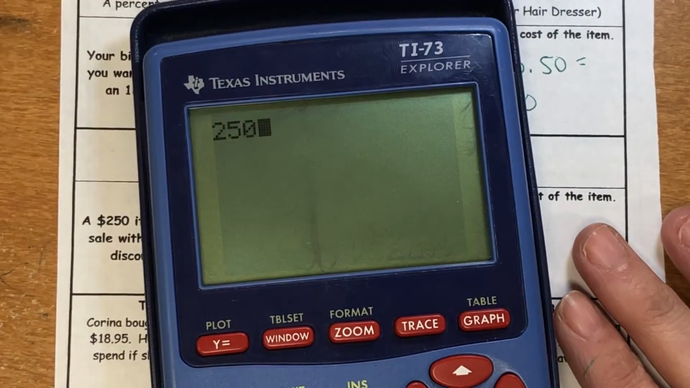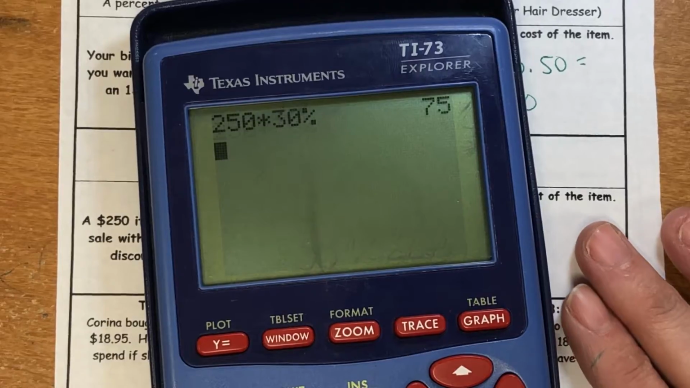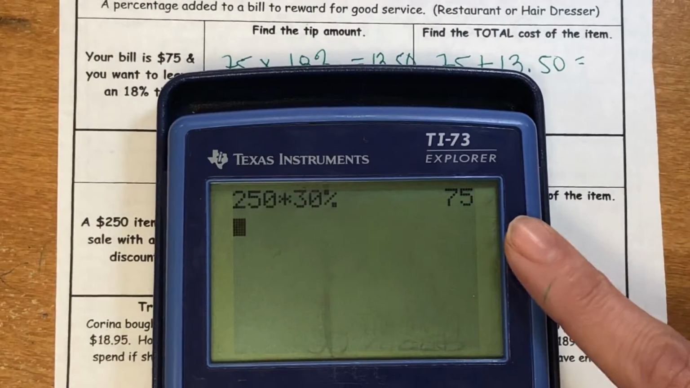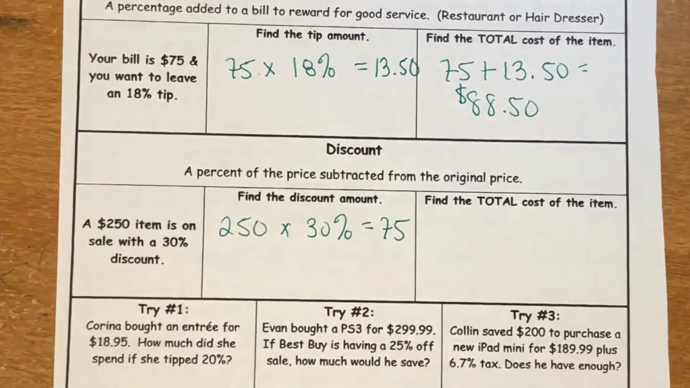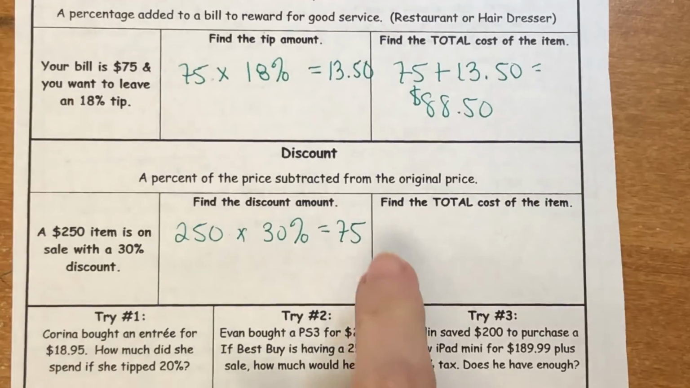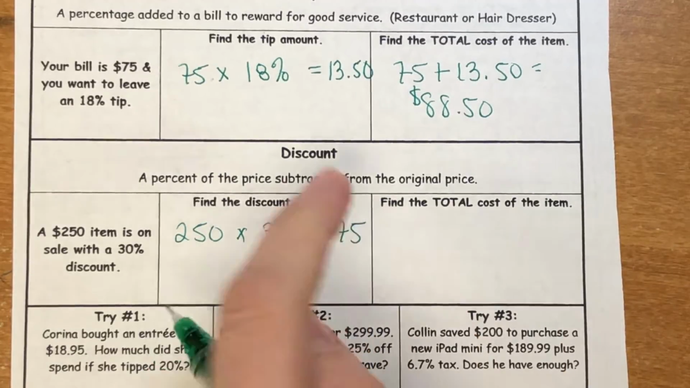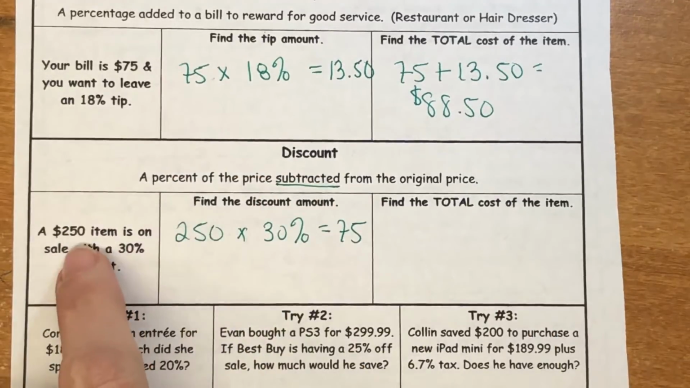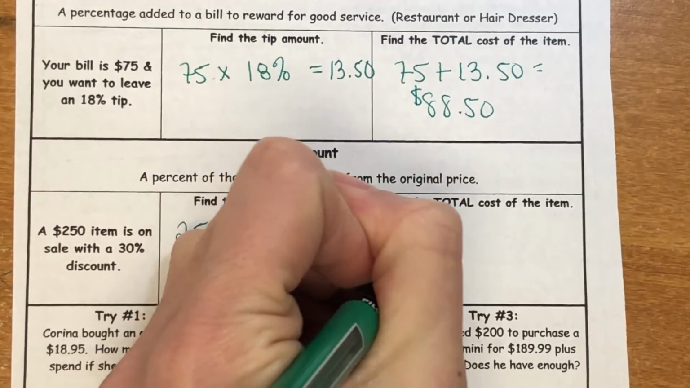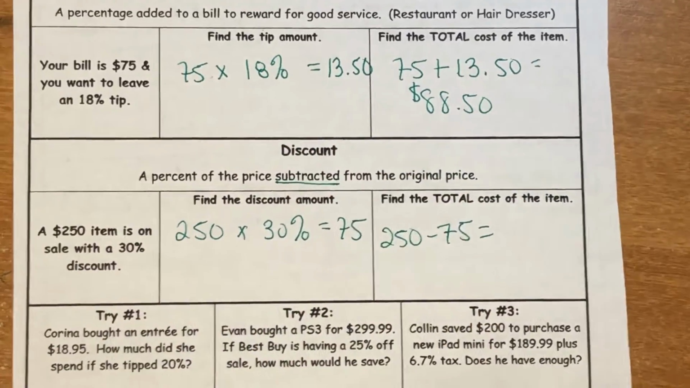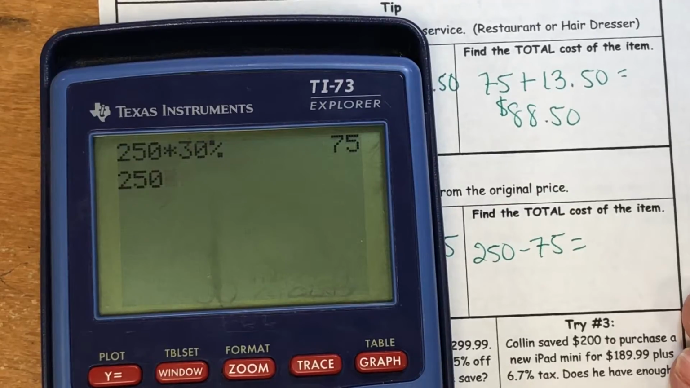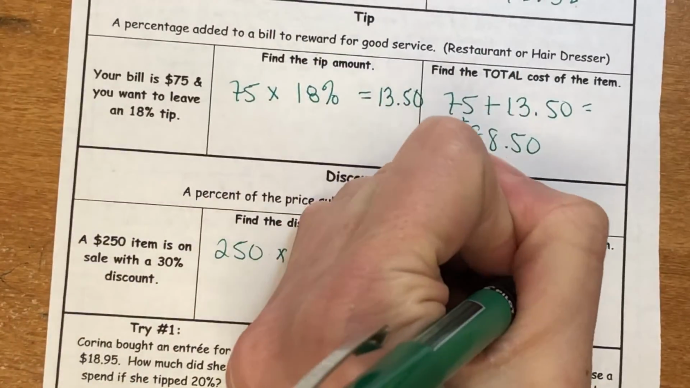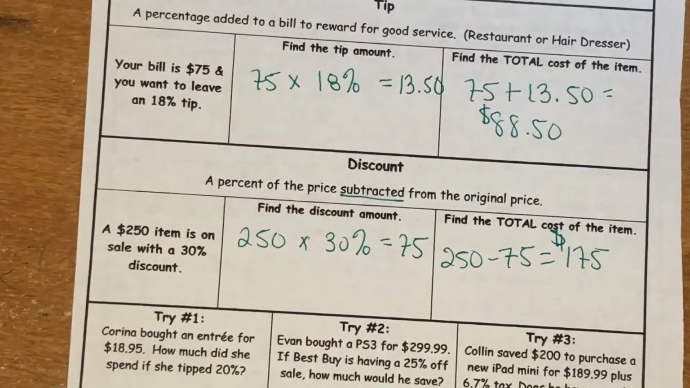So $250 times 30% gives me $75. This is not what I pay. This is actually what I save. This is my discount. So $75 is my discount. And then find the total cost of the item. Now, remember, you're going to subtract. So I'm going to take my $250, which is my original price, and subtract that $75, because I want to know how much I'm going to pay after the discount. So $250 minus 75 gives me $175.